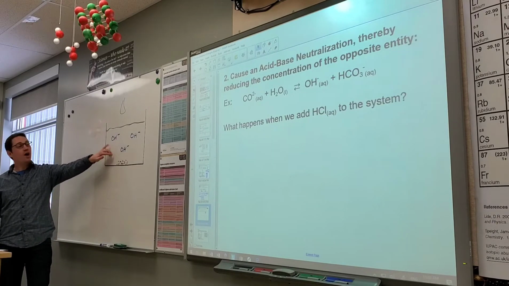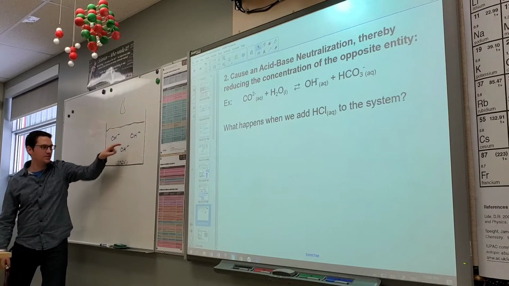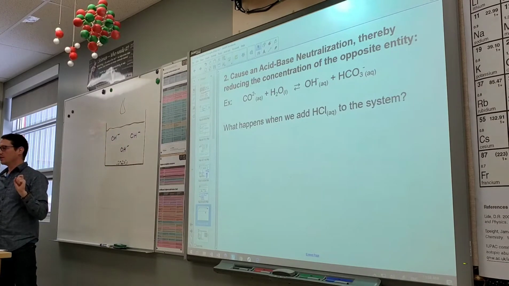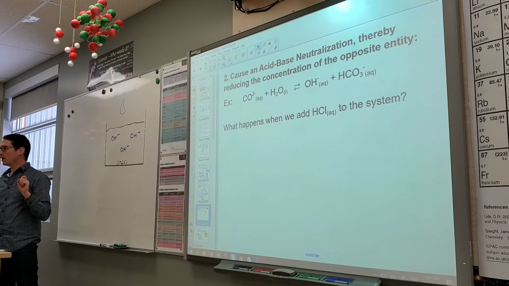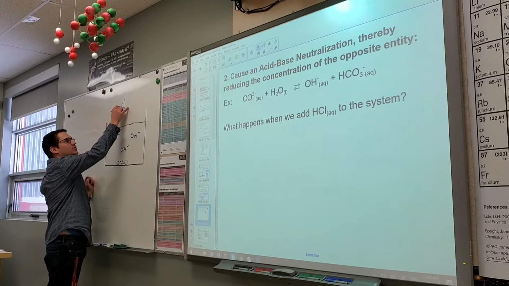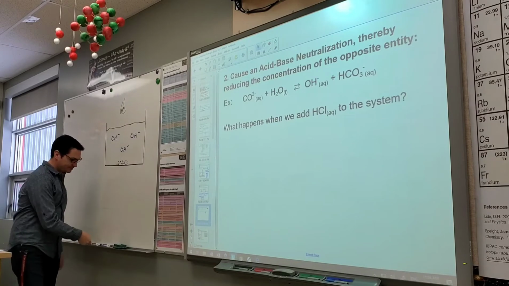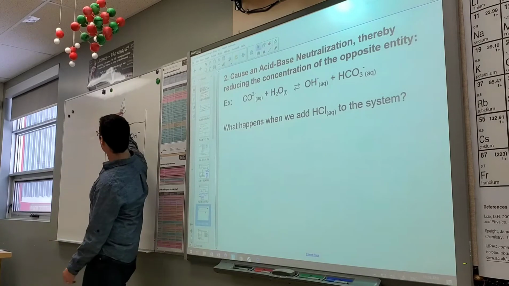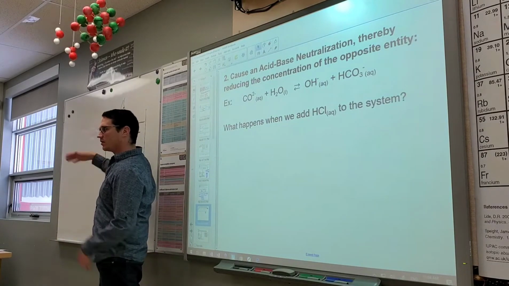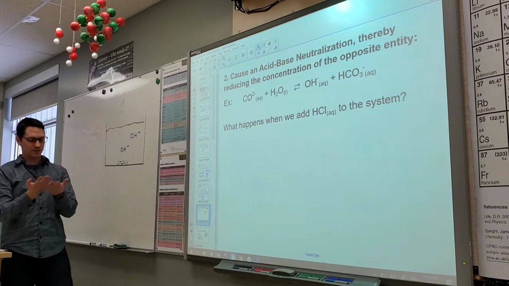In here, what could we add drop by drop to decrease this concentration? Does it have to be HCl? Any acid at all, right? And I'm going to say H+ just for simplicity. So as soon as the H+ and the hydroxide combine together, they disappear. So we've decreased its concentration.